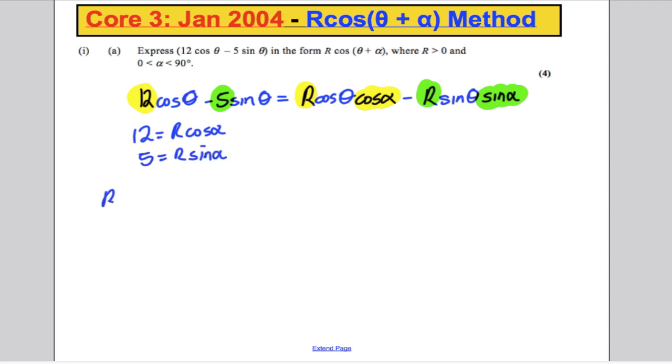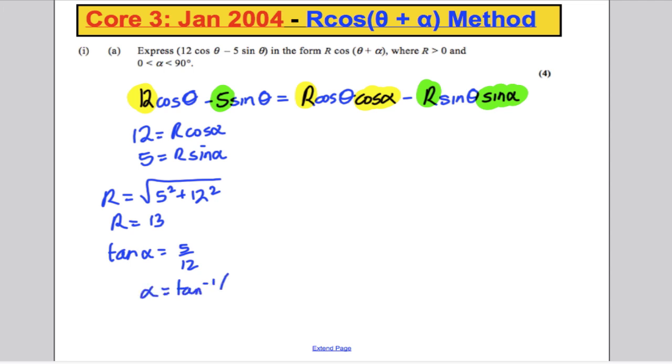From that, as always, R is therefore the square root of 5 squared plus 12 squared, and R turns out to be 13 when you work that out. And also, tan alpha is going to be 5 over 12. So alpha is the inverse tan of 5 over 12. Tap that in your calculator, this time with your calculator in degrees mode. So inverse tan 5 over 12, and you get yourself 22.6. So alpha is 22.6 degrees.